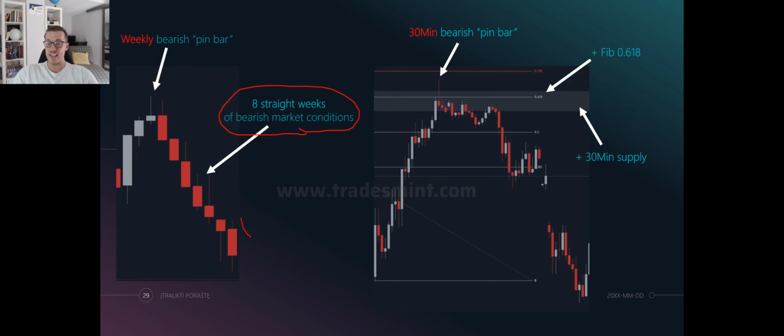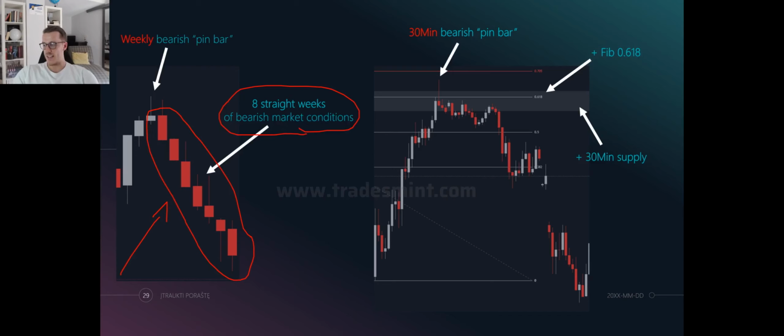Now, this is 8 weeks. This is 2 months of bearish momentum and bearish market conditions. So imagine you dropping down to a 2 hour or 30-minute time frame. This could have been like 30, 40 setups to go short, 30 high value setups to go short.